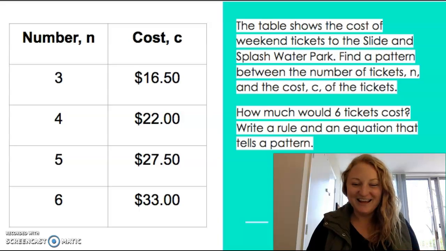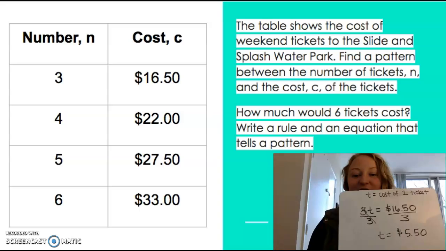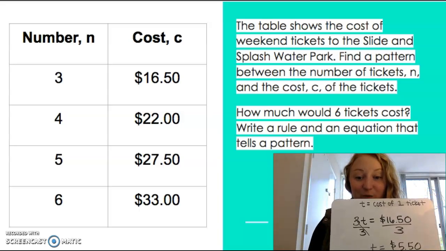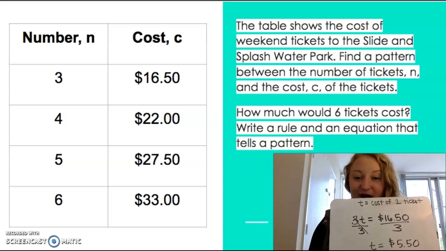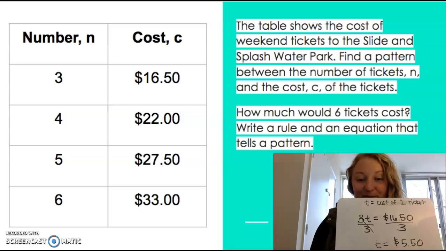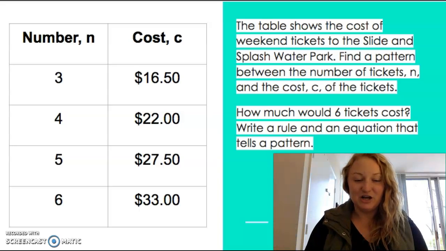You're back. All right. I am hopeful that you balance that equation by dividing both sides by 3. So we should get t equals $5.50. So by knowing the cost of 1 ticket, $5.50, that's going to help us figure out the cost of 6 tickets. And it's going to also help us check to see if the other numbers in the table match. That's a good way that we can check our answer right away.